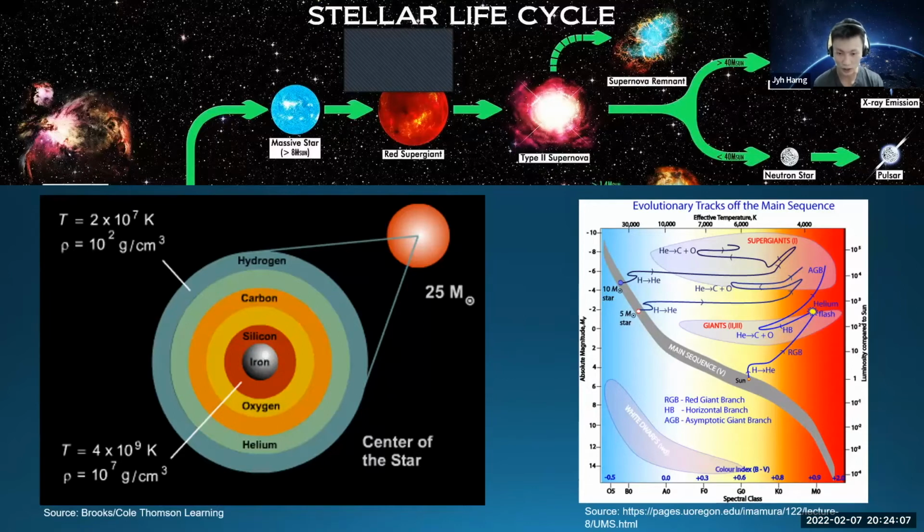So this process keeps going on until there's this kind of onion layer idea for the core. For massive stars like this, the core will just keep fusing to heavier elements until it reaches iron.